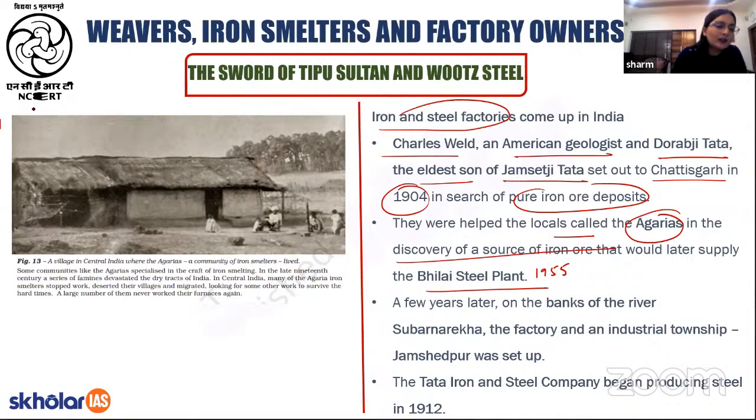So students, this particular term corresponds to figure 13 in your particular chapter, wherein the picture is showing a village in central India, that is Chhattisgarh, where Agarias, a community of iron smelters, lived. तो इस एक लाइन से हमें एक बहुत अच्छा डिस्क्रिप्शन मिल गया. एक कम्युनिटी थी, उनका नाम था अगारियास. They were very famous iron smelters and they used to live in Chhattisgarh.